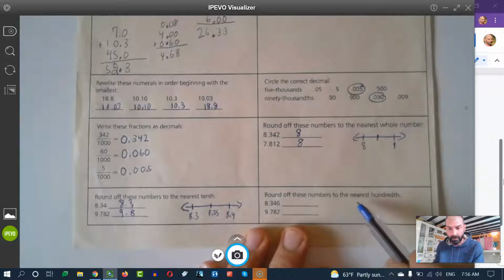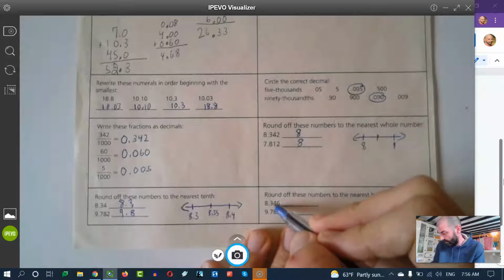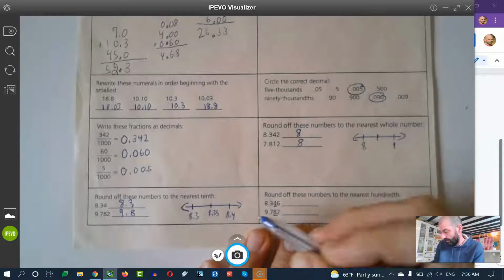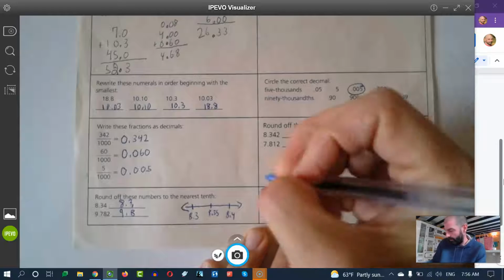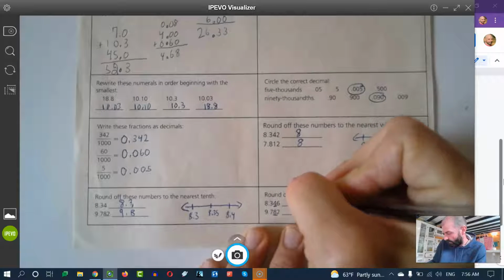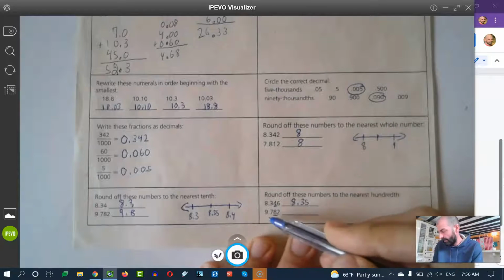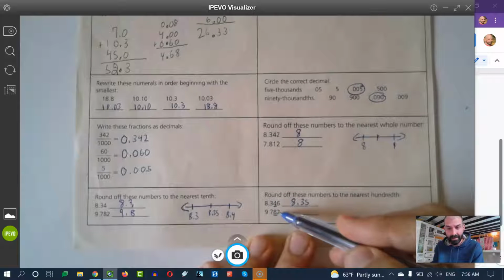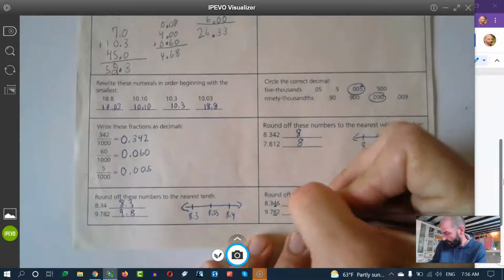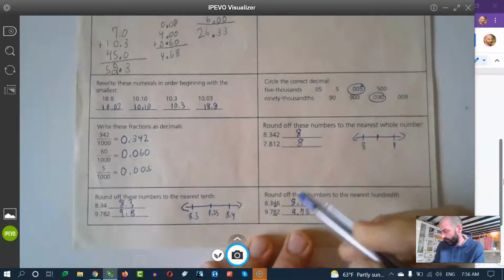These are asking us to round off to the nearest hundredth. So that hundredth is here, this place here. And the other way to think about this is, to the right of this hundredth is the thousandth. It's past that middle point, which is 5. So that means we're going to go up. So 8 and 35 hundredths. And here we have 9 and 782 thousandths. I look at this 8 in the hundredths. This 2 is closer to that 8 than going up to the 9. So we have 9 and 78 hundredths.